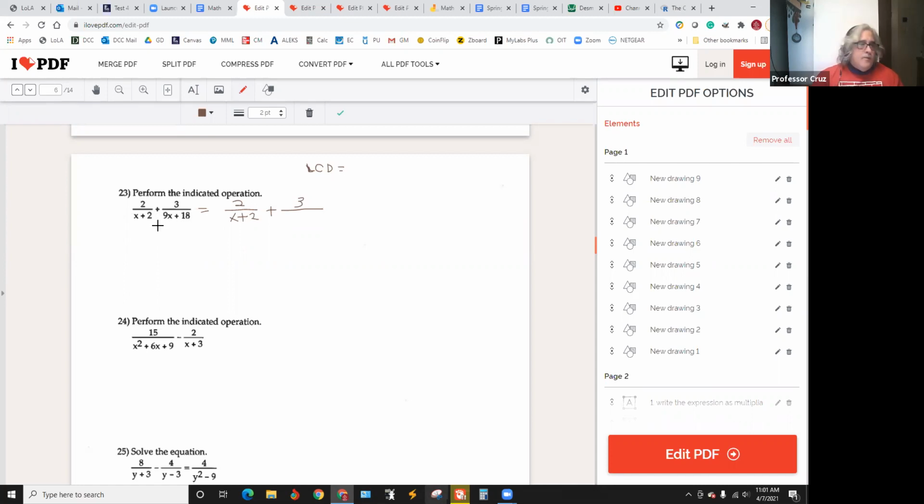What do we do there? There's a 9 that is common. And 9 times x is 9x. 9 times 2 is 18. So when we factor it, it's a lot easier to see.